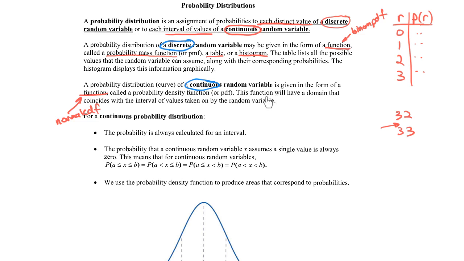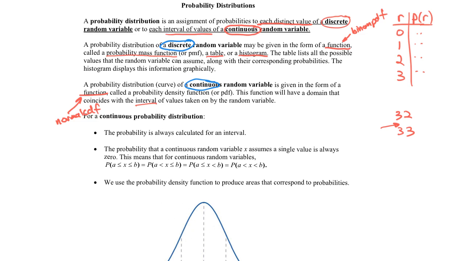This function will have a domain that coincides with the interval of values taken by the random variable. So it's going to be an interval of values. That's why we don't have PDF. Right here with a discrete random variable, you have an individual value like 1. When you have continuous, there's no such thing as an individual data point that's going to correspond to a particular probability. It's going to be an interval of values. And again, you'll see why when we talk down here.